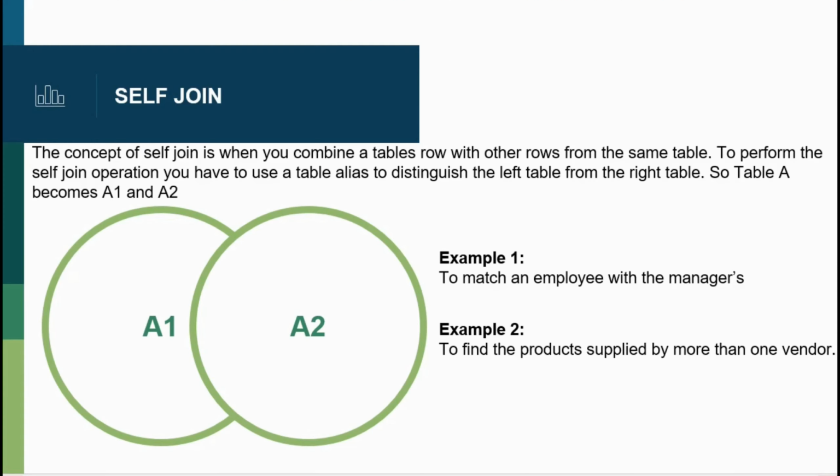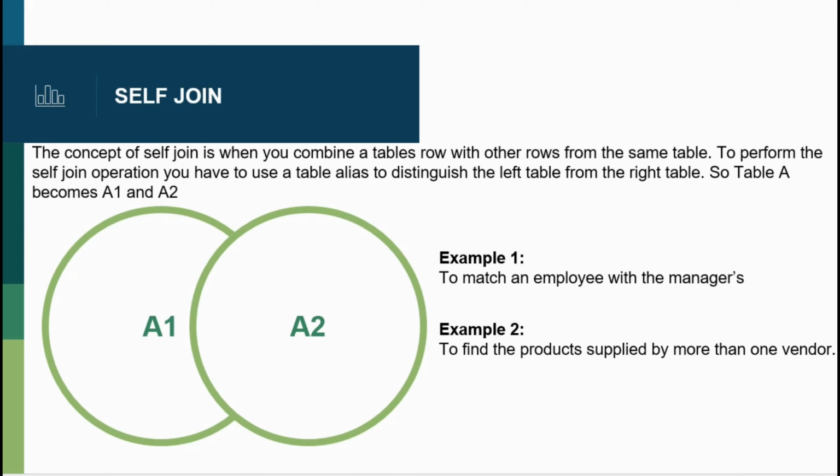sizes as well. Fifth type of join is a self-join. You have to create an alias of a table. So let's say if the table is A, you have to create an alias A1 and A2 to join the table together. Self-joins normally are rare, but there are some use cases in which you have to use a self-join.